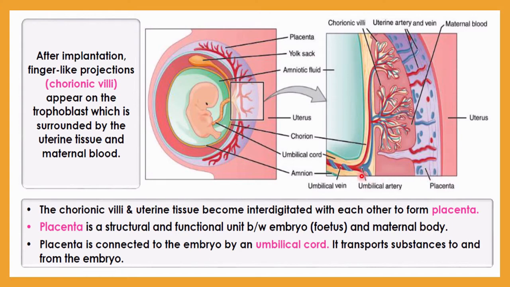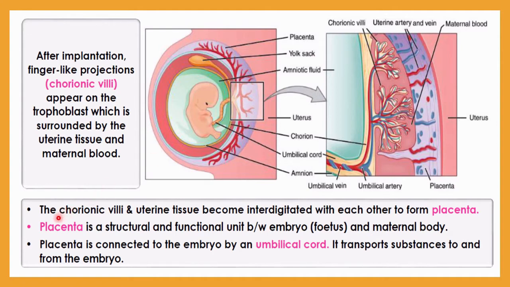This one is the umbilical artery and umbilical vein, and both together form the umbilical cord. Here you can see the umbilical cord. This structure is a placenta. And this again is the umbilical cord.